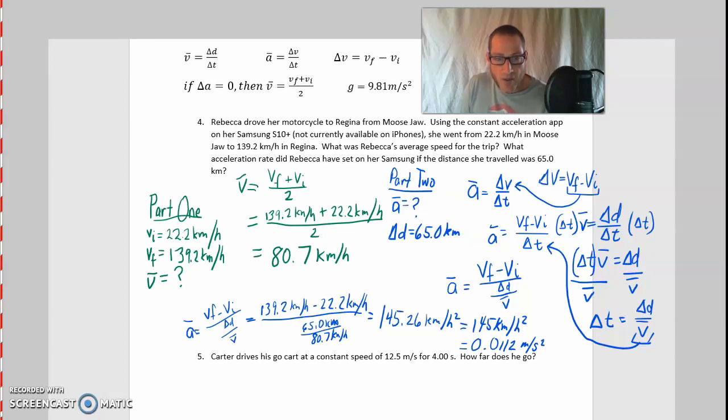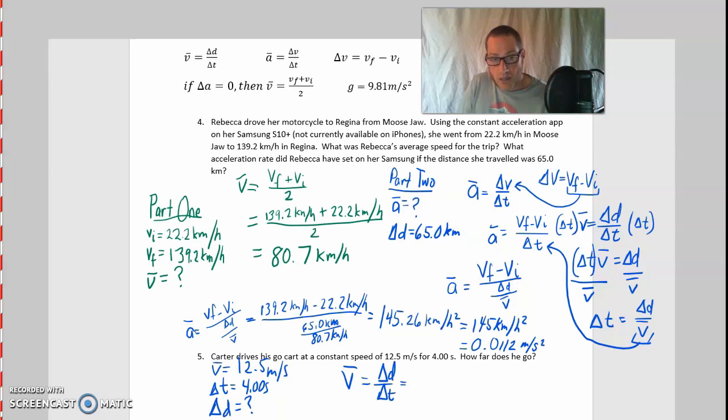Here, Carter drives his go-kart at a constant speed of 12.5 meters per second for 4 seconds. So we have V bar is equal to 12.5 meters per second. This is speed round. Delta T is the change in time. That's 4 seconds. And we are being asked to say how far, so it's delta D. The beauty of this one is this equation right here. It has all the things that we have discussed.